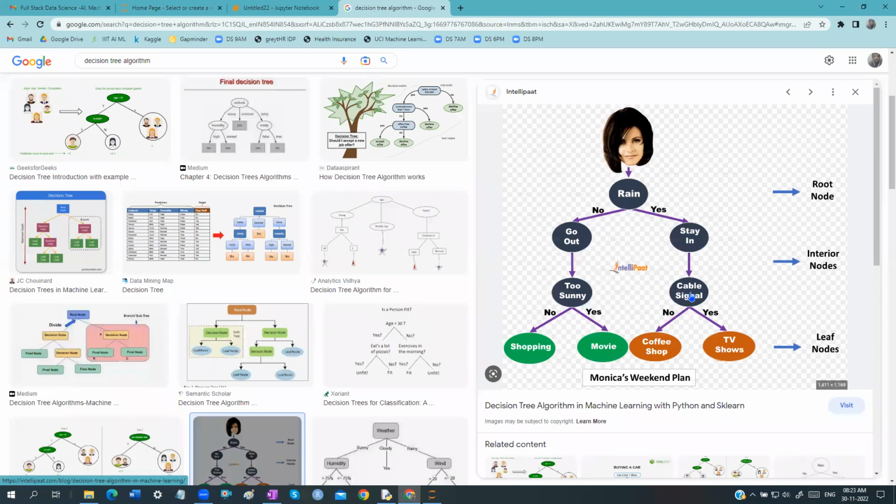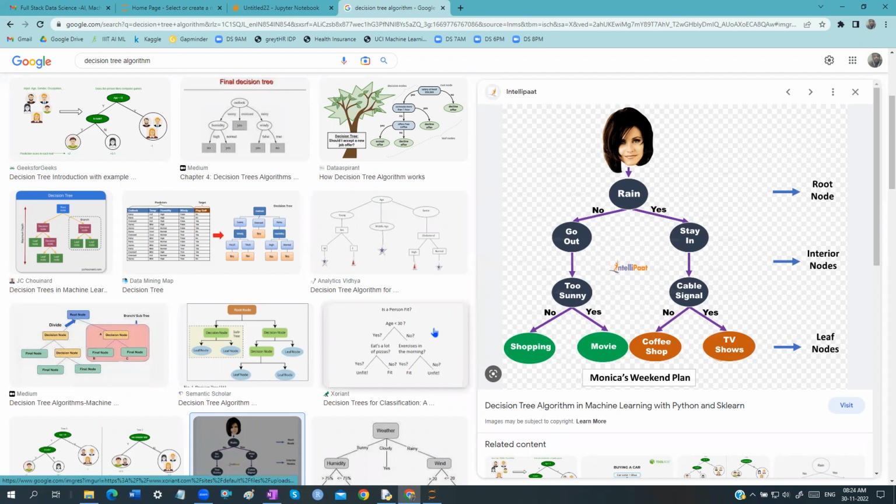Is a cable signal there? No, then go to a coffee shop. If the cable signal is yes, then go for a TV show session. Something like that. See how the plan is taken. It is like Monica's weekend plan, how the plan was decided. That is how we are going to do this.